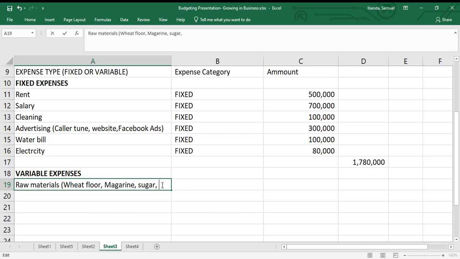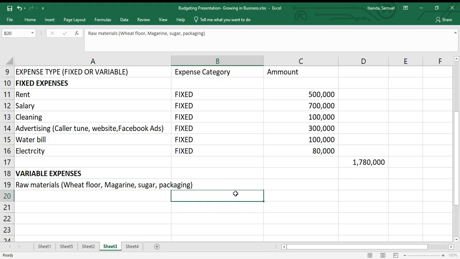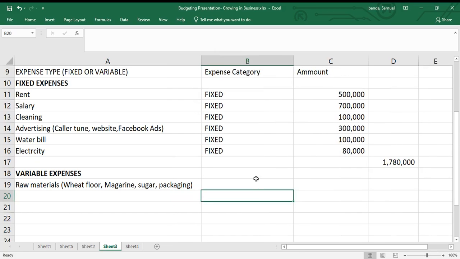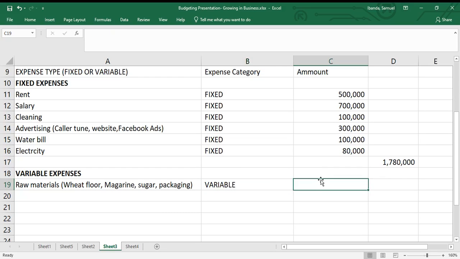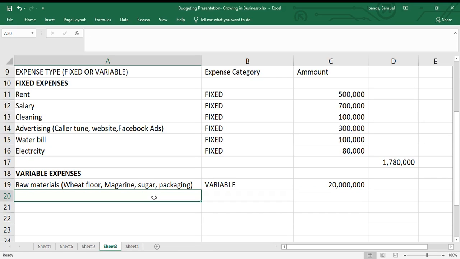So sugar, what else can you think about? Maybe packaging. So this is variable, the category is variable. And when you do all this, maybe this could give you about 20 million after adding all that you need to serve all those clientele.